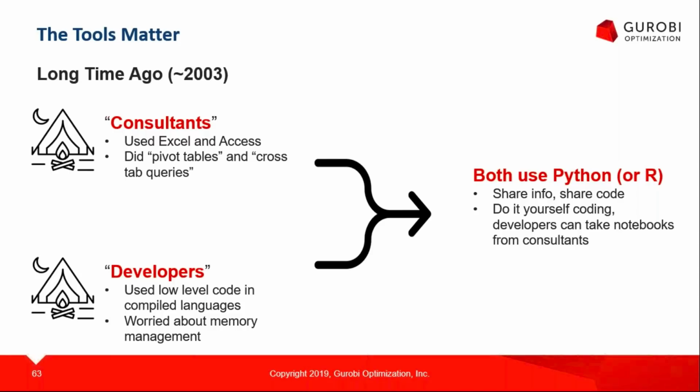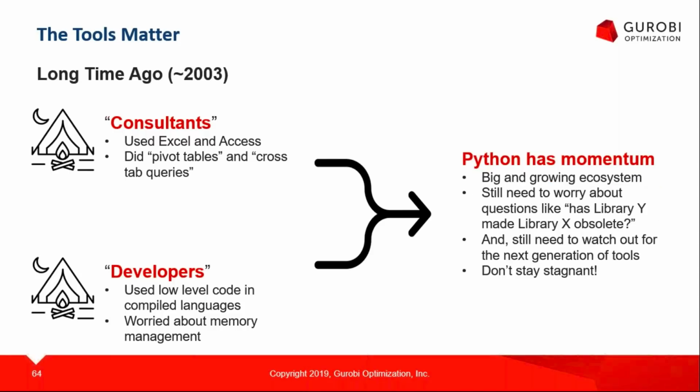But this doesn't mean we're done with platform changes. Even though Python has momentum and it's a big ecosystem, we still have to worry about whether one library has made another one obsolete, and when we switch over. My experience has been that, as with all this technology, there's going to be something else that comes out that we have to think about, and we have to make a tough decision at some point: do we switch some underlying technology over to this new thing so that we can stay on top of what's going on in the community?